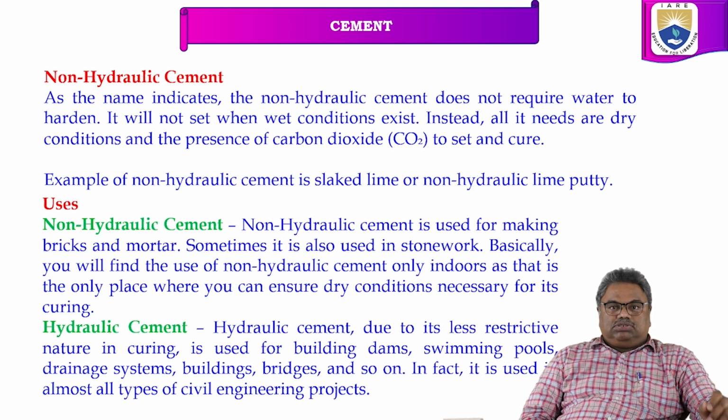Hydraulic cement, due to its less reactive nature in curing, is used for building dams, swimming pools, drainage systems, buildings, bridges, and so on. Any big structures are built by using hydraulic cement. All major civil engineering projects use hydraulic cement.